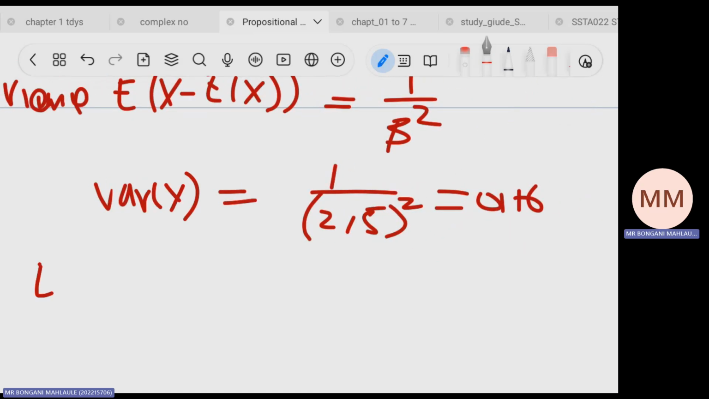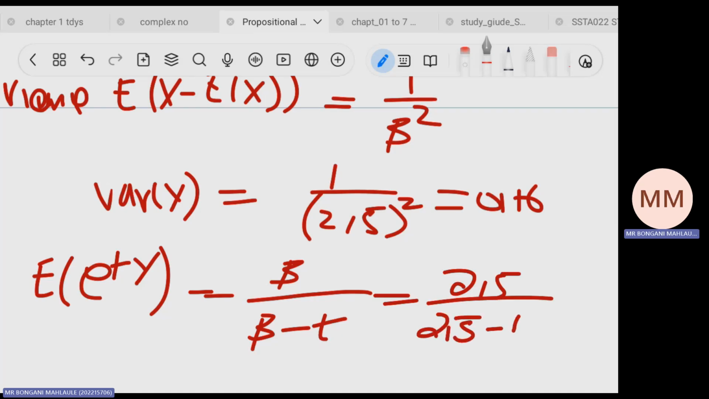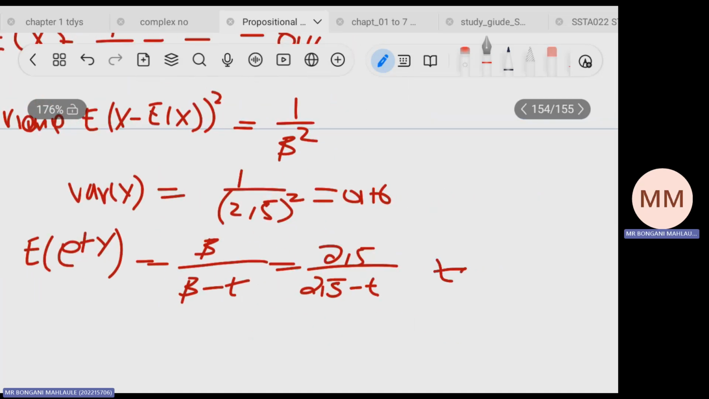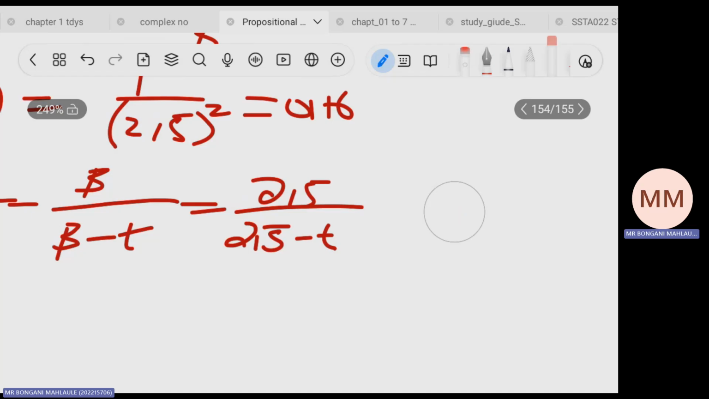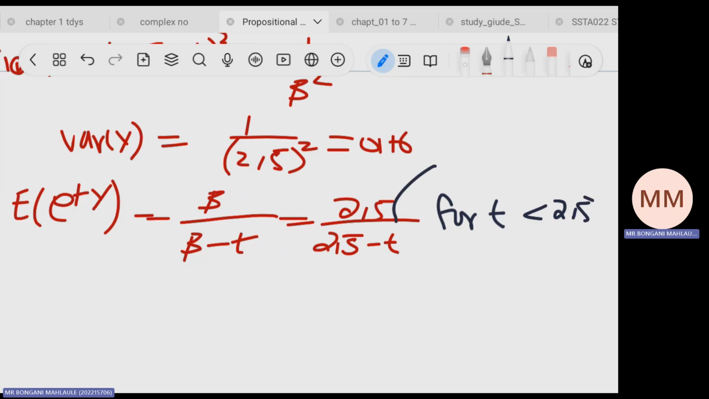Then the MGF will be beta over beta minus t. I believe we'll have to also check on the guide which one they are using, but I believe it's the first method. But even if you write this, you'll still be correct. And then even here, you'll say for t less than 2.5. It cannot be equal to 2.5.